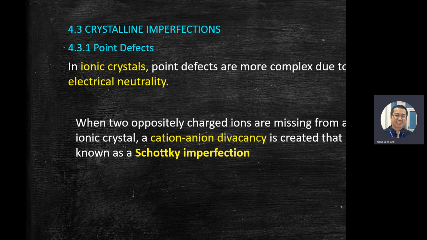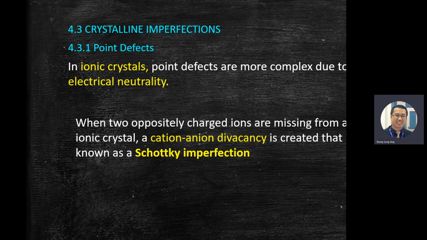What happened to ionic crystal? Ionic crystals are more complex because they are sharing their electrons, right? So there is something called Schottky imperfection, which normally happens in the ionic crystal.